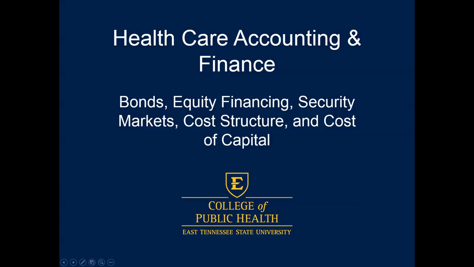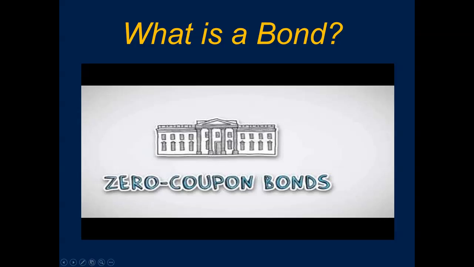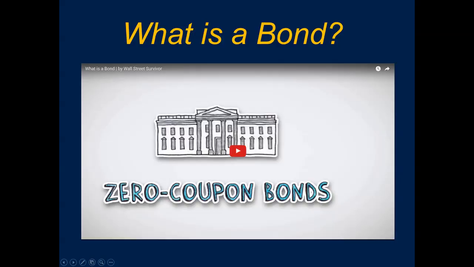Again, today this is chapters 11 through 13, so we're going to be looking at bonds. We're going to talk about cost structure, cost of capital, and some other different components that go into long-term financing decisions. The first thing we'll start off with is bonds, and we'll start talking about zero coupon bonds. You guys know I love short little videos, so I'm going to use this to set me up for what we're going to be talking about over the next couple slides.